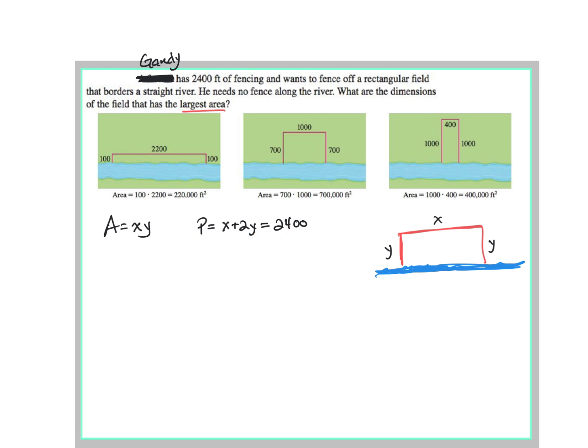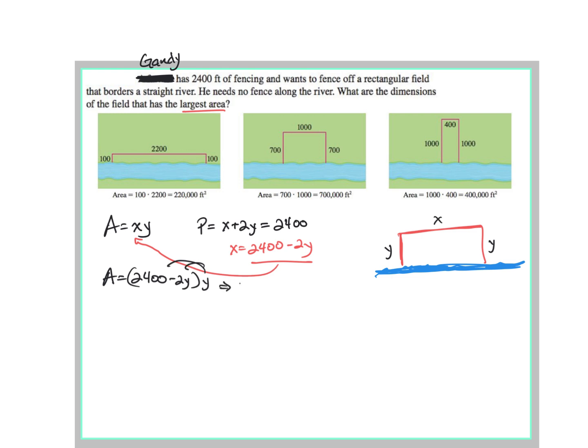And so now x is equal to 2,400 minus 2y. And so now I'm going to take that and back substitute it in right there. And so then I have area is equal to 2,400 minus 2y and then times y. We could take a derivative now. However, I don't want to. And so what would I personally do? Distribute that in.